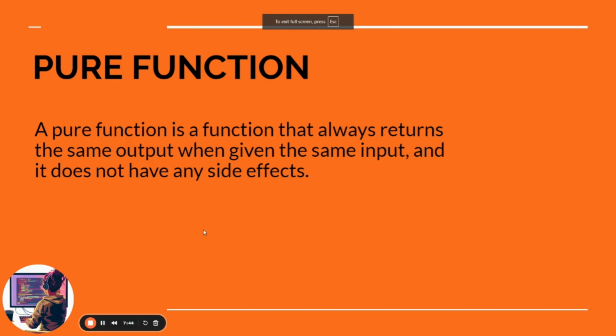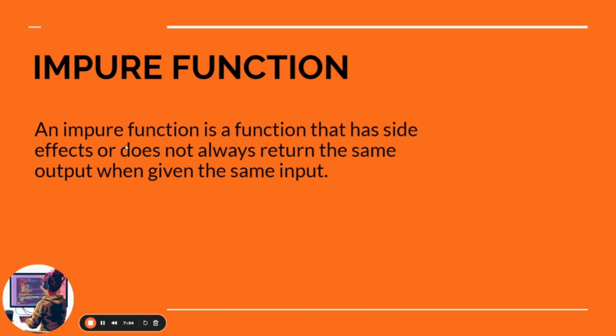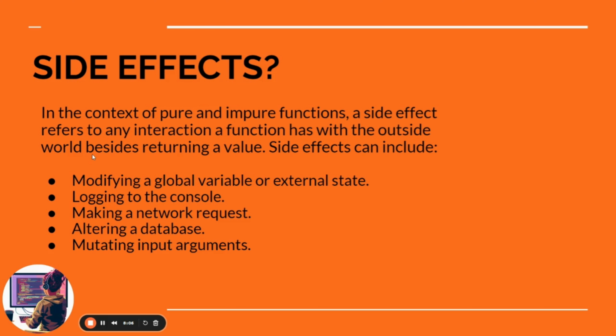So, we are back here and it says that a pure function does not have any side effects. Now, what does an impure function say? That an impure function has side effects. So now we remember that a pure function does not have a side effect and an impure function does have a side effect. Now, let's understand what side effects are. In the context of pure and impure functions, a side effect refers to any kind of interaction a function is doing with the outside world, besides returning a value.